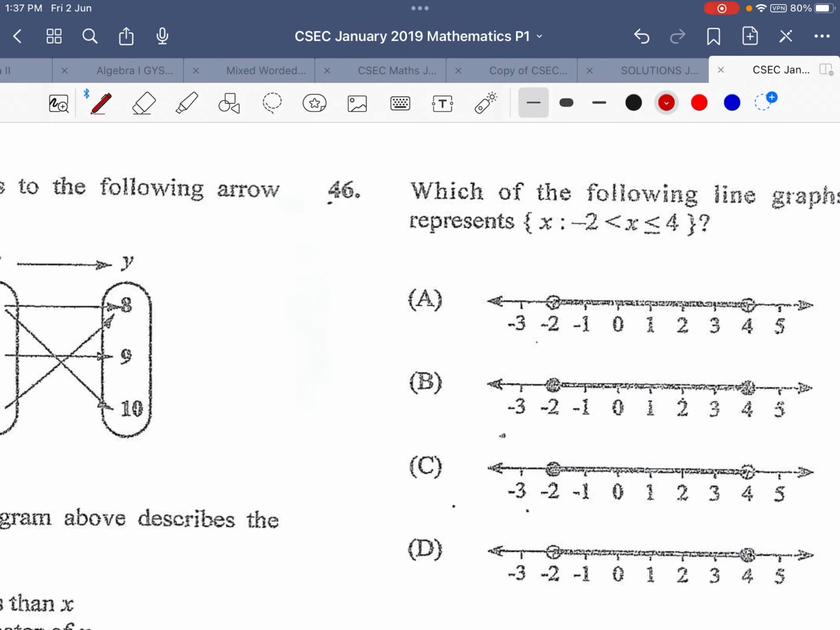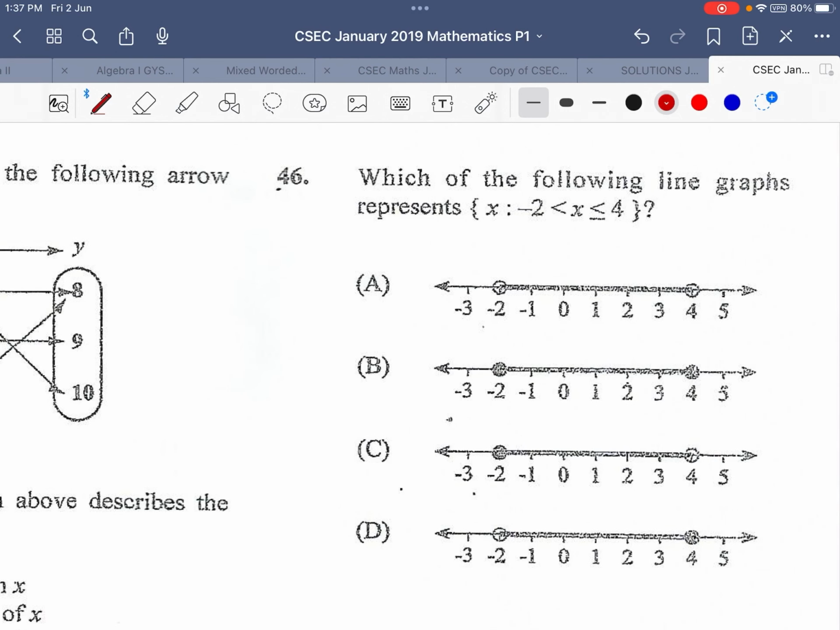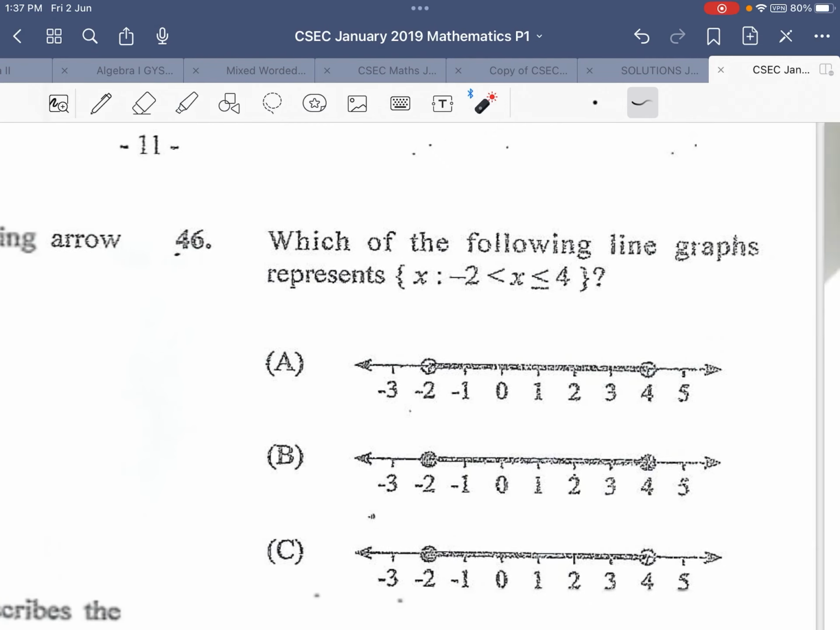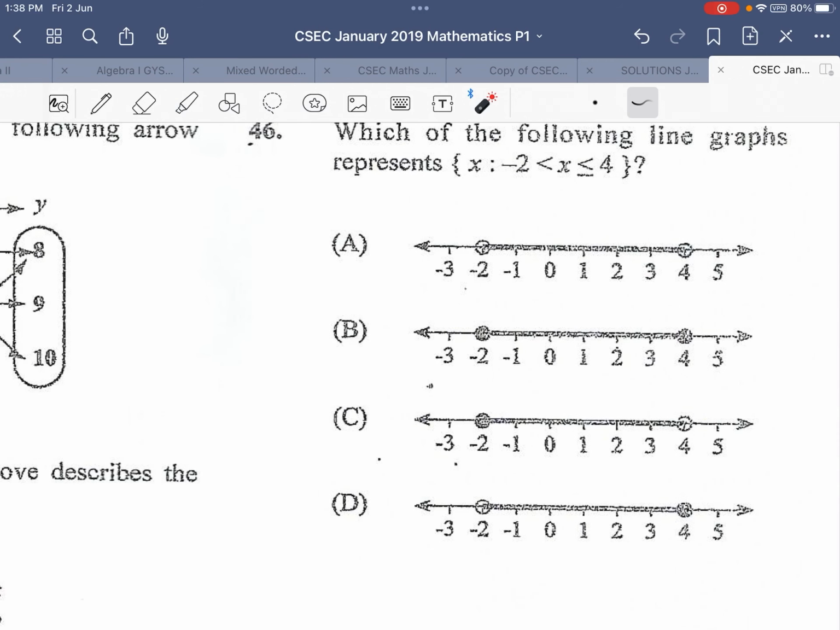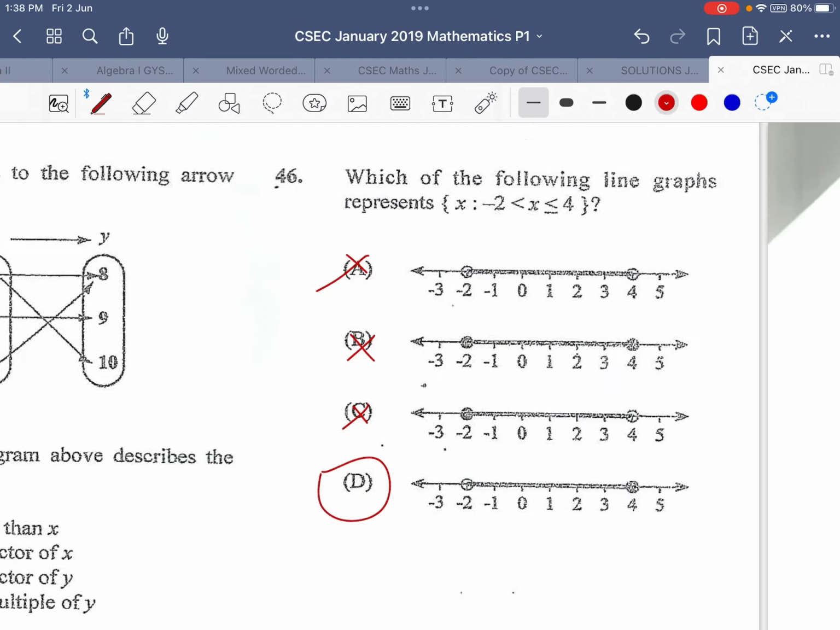Okay, 47. Which of the following line graphs represents x is between -2 and 4, with -2 being excluded? So for the excluded, or strictly greater than, what we'll do is have an unfilled circle at -2, so that rules out B and C. For the inclusive, we'll have a filled circle at 4, so that rules out A, and your answer is D.